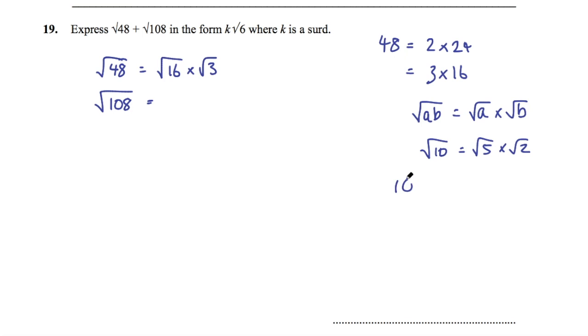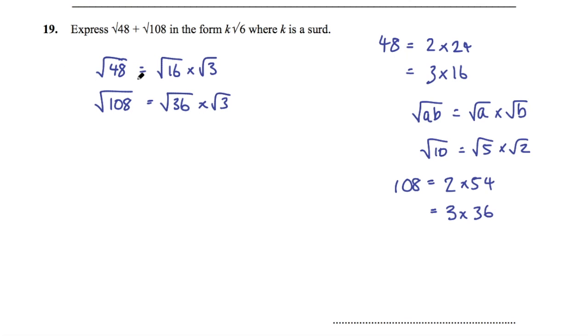So let's think of some factors of 108. That's 2 times 54, and well, neither of those is a square number. It's also 3 times 36. So 3 times 30 is 90 and 3 times 6 is 18, so that makes 108. And 36 is a square number, so I'm going to use those two factors and break this surd up into the square root of 36 times the square root of 3.